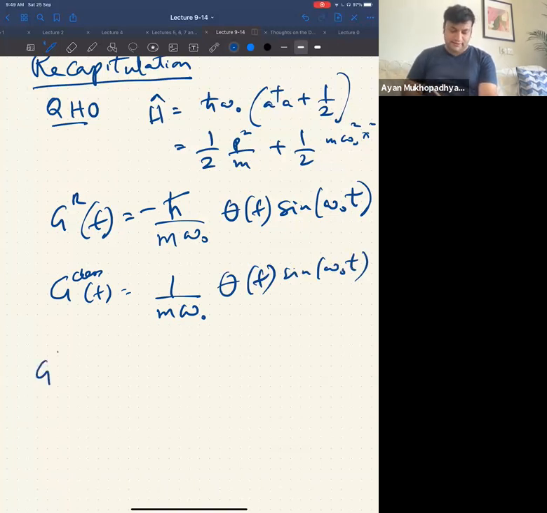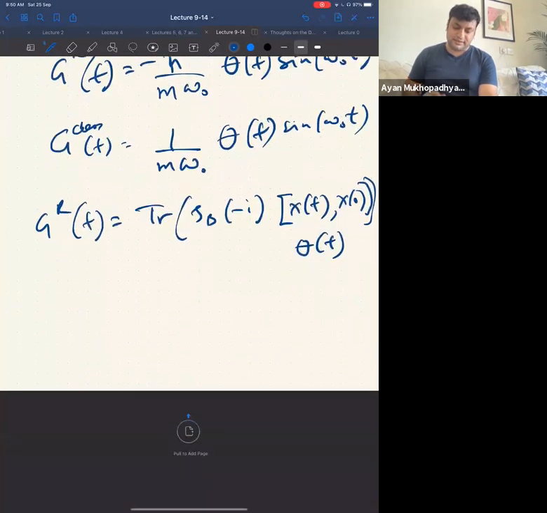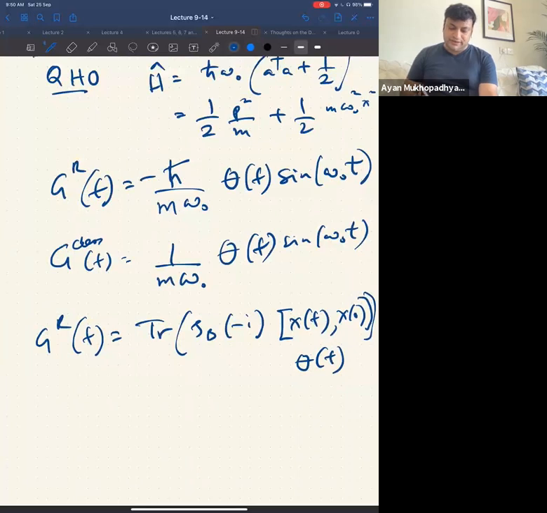Because if I look at the retarded propagator in the quantum field theory, we defined it like this: trace rho beta, then minus I, and times theta t, where rho is a density matrix. So there's an extra minus I firstly, and there is an extra minus compared to the classical propagator, where the classical propagator is simply the Poisson bracket of x t and x 0, right? That should be the classical propagator.